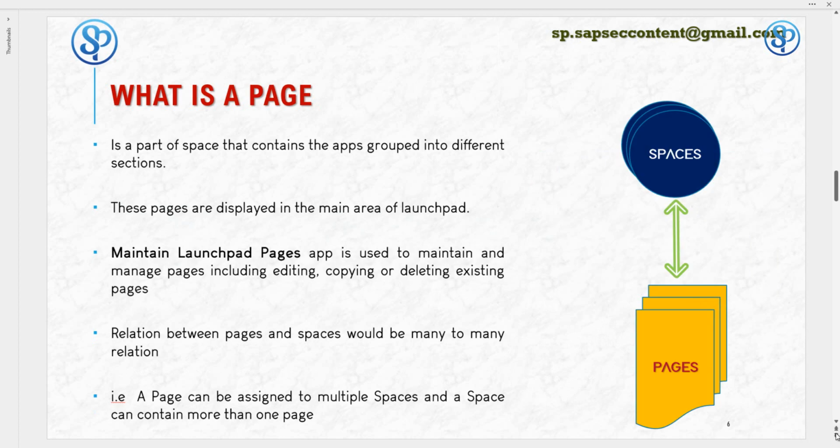Okay, so let's go and see what pages are. Like we just said, a page is a part of a space that contains groups, apps grouped into different sections. And like I said before, you don't have to divide the apps into different sections, but you have the flexibility or the option to do that. So basically a page contains your tiles and the apps, and these are displayed in the main area. So what you know as a Launchpad, Fiori Launchpad, is basically a page now.